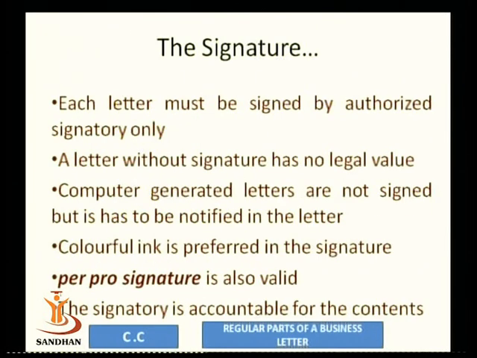Next and the last is the signature. You can see very clearly on the slide that each letter must be signed by a competent authority, meaning an authorized signatory. There may be a number of persons working in an office. Not all the persons are eligible to sign any letter. It requires some authority, and authority is assigned to them by the company or the firm itself. So even if I have typewritten the letter, I am not supposed to sign the letter unless I am authorized. So the letter must be signed by the authorized signatory only, and it is by authority that he is eligible to sign the letter.